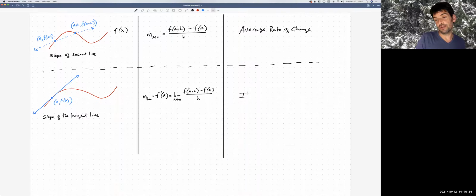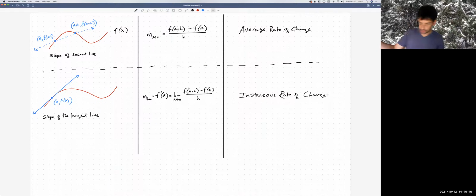And intuitively, we think of this as the instantaneous rate of change, right? Which is a little bit of a paradox, right? An instant is, there is no change, nothing's moving. And so how do we have a rate of change in an instant? That's where those limits came in, right?